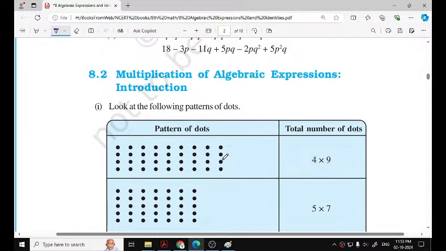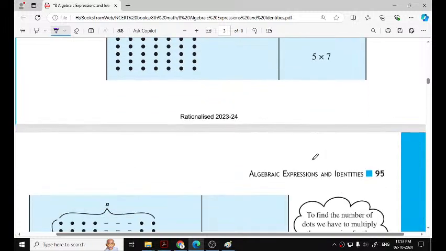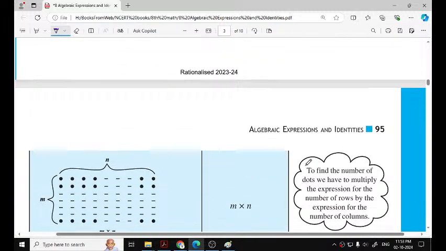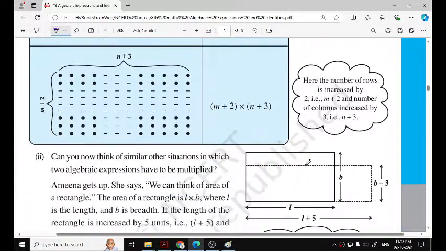Multiplication of algebraic expressions. This is the introduction. As we multiply 4 into 9, in all they are in this pattern: 4 rows, and in each row there are 9 dots. So in all they are 36. Similar to this, we are going to multiply variables also.